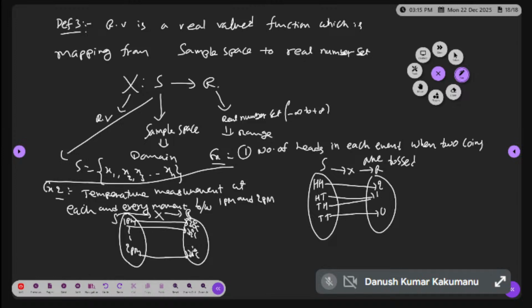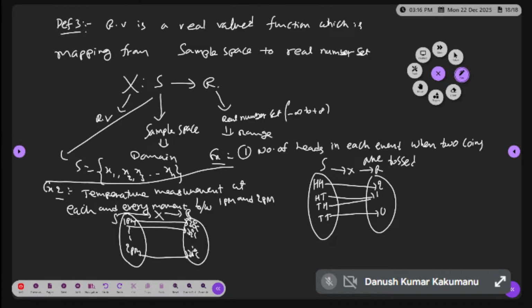Two examples. First example is what? Number of heads in each event when two coins are tossed. Second, temperature measurement between 1 p.m. to 2 p.m. at each and every moment. Now, how many sample points do we have? 4, finite. And in the other, infinite. Finite, infinite. Listen. Random variables are divided into discrete and continuous.